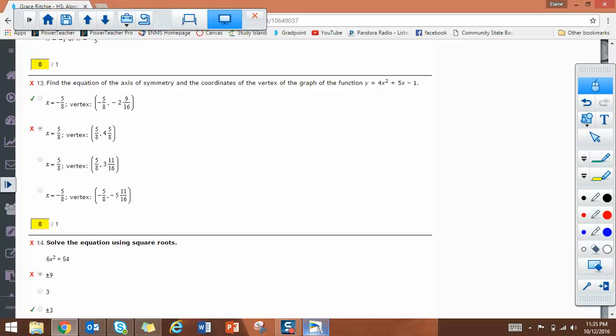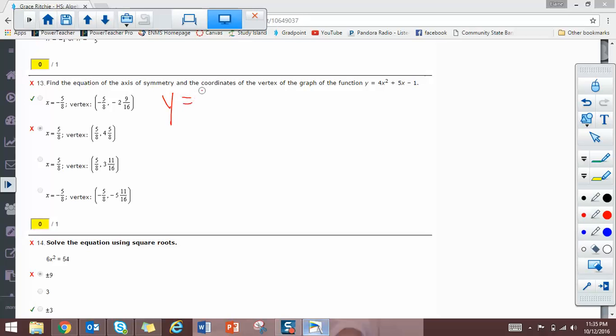Okay, the next one asks to find the axis of symmetry and the coordinates of the vertex of the graph. So we have y equals 4x squared plus 5x minus 1. So in order to find the vertex, we're going to use that little formula that hopefully they were giving you in the notes.